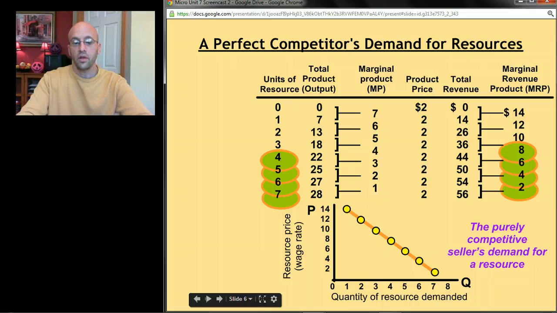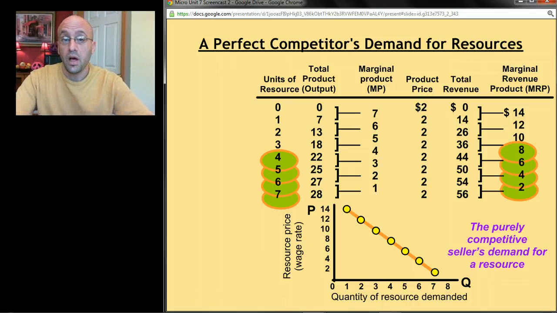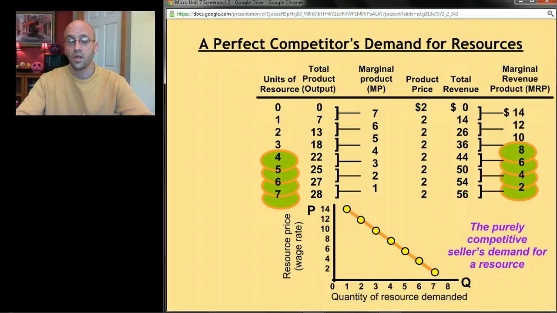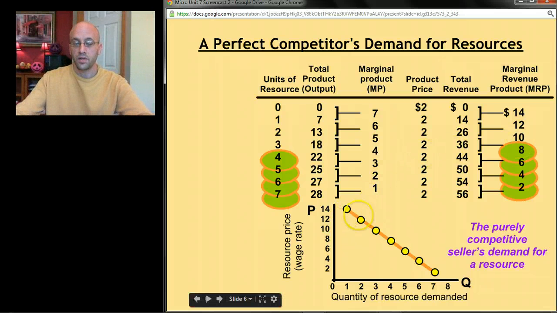Now I can keep on doing that for my 4th, 5th, 6th, 7th, 8th workers, etc., and plotting each of those MRP numbers. What I'm going to get is a line that looks like this. Now this line is MRP, but most importantly for this screencast, this line you can also see as this firm's demand for a resource. Because again, if you go back to the rule for employing resources, hire everyone whose MRP is greater than or equal to their MRC, that's essentially what this line is showing.